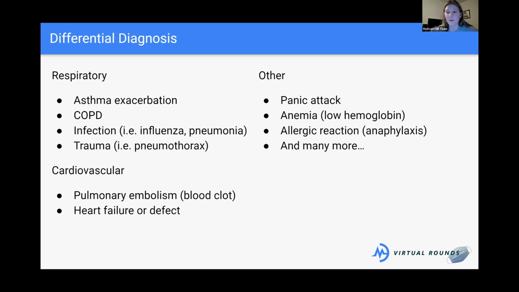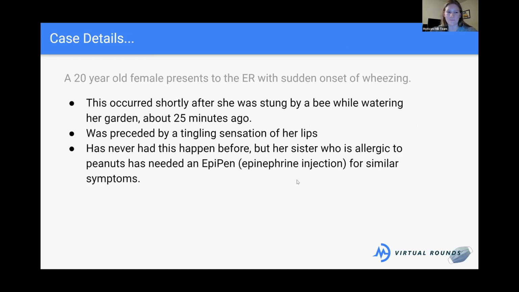Anemia, which is low hemoglobin, that's a blood disorder. So something in your red blood cells, where you can't carry oxygen as well, can actually present with shortness of breath because your lungs are having to work harder to get more oxygen into your bloodstream. And then we did mention allergic reaction and anaphylaxis. That's a more systemic immune type cause of shortness of breath and wheezing that, of course, especially with this case, we want to consider. And again, many more that are not on the slide.